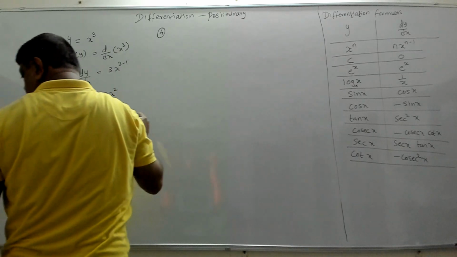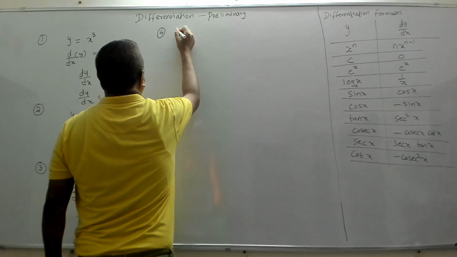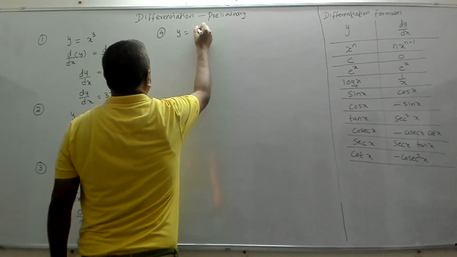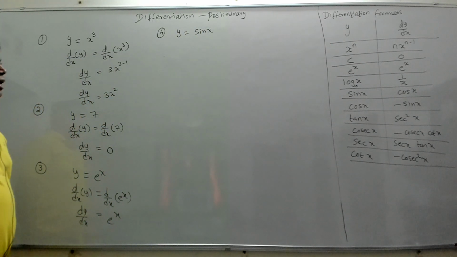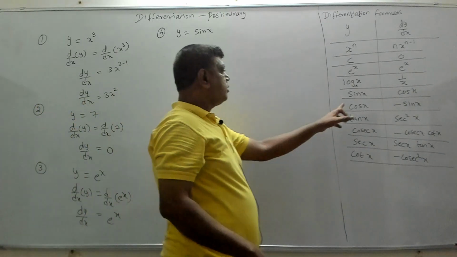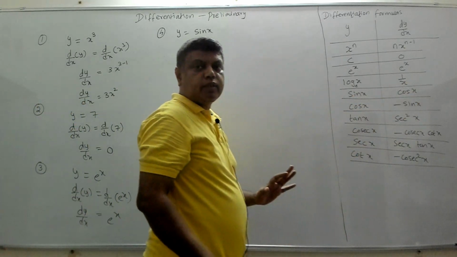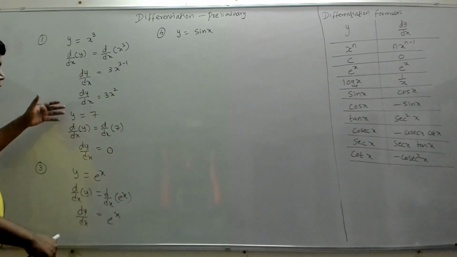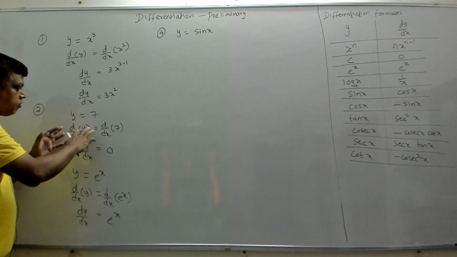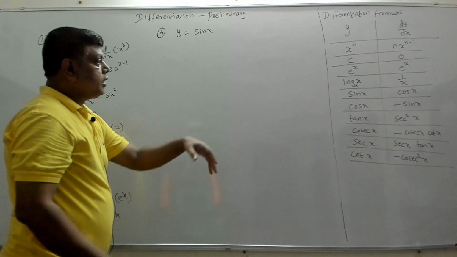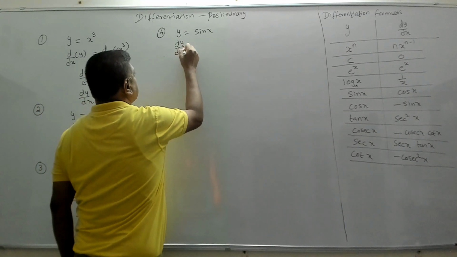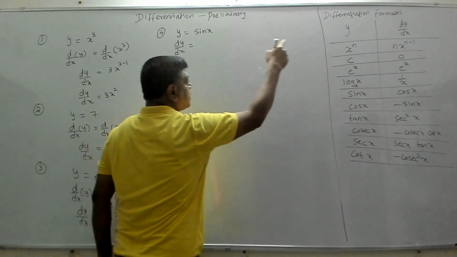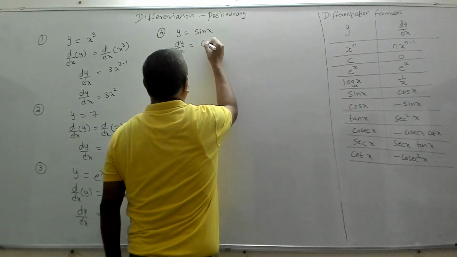Fourth one is y is equal to sin x. We can immediately say, for sin x, the derivative is cos x. Since we are in the beginning, I'm writing dy by dx of y and all that. We can even directly write. If you directly write, differentiation of y is dy by dx, that is equal to differentiation of sin x, which is cos x. So you can directly put cos x.